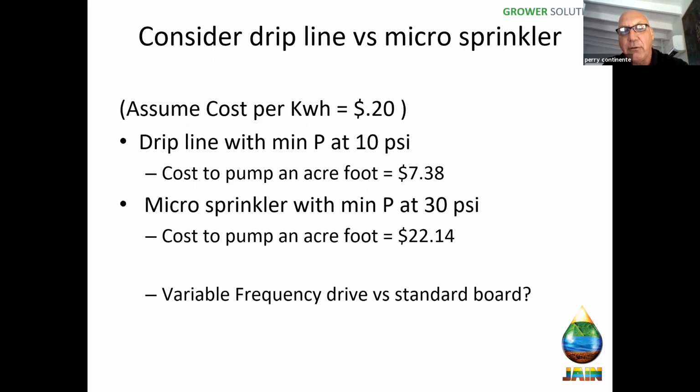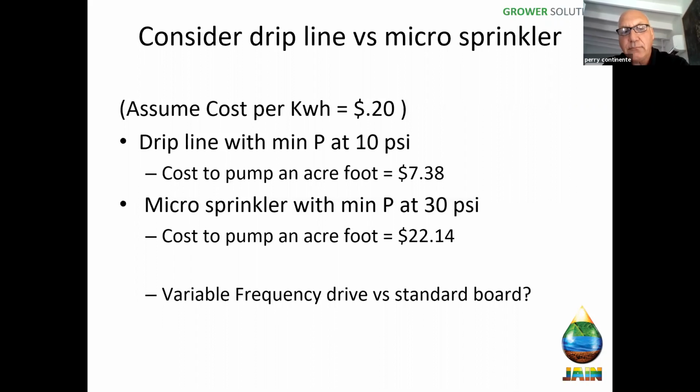cents per kilowatt hour. Now, with a micro sprinkler, we might have a minimum pressure requirement of 30 psi. Well, notice what the cost to pump an acre foot is at 30 psi. And of course, that reflects all the way back through the system. So you can expect this kind of ratio difference when you look at one emission device versus the other.